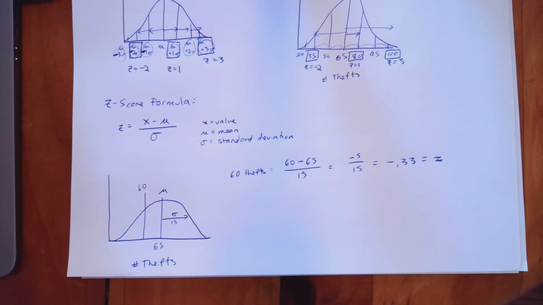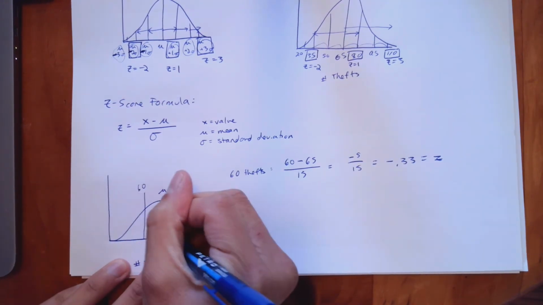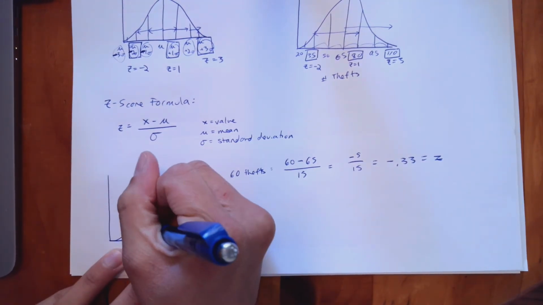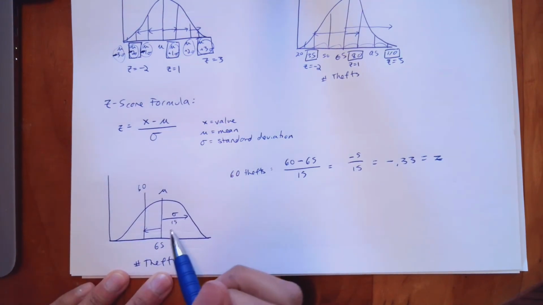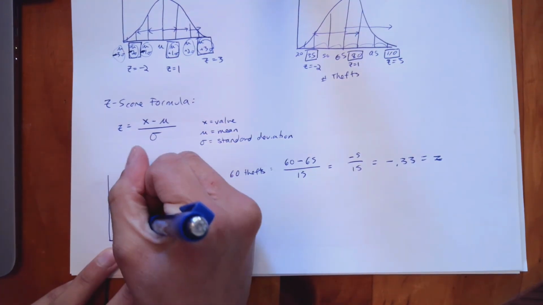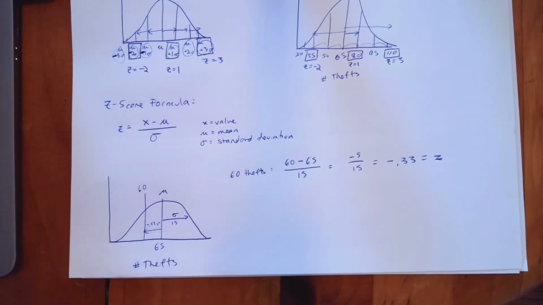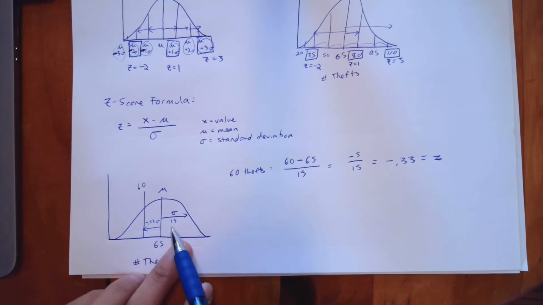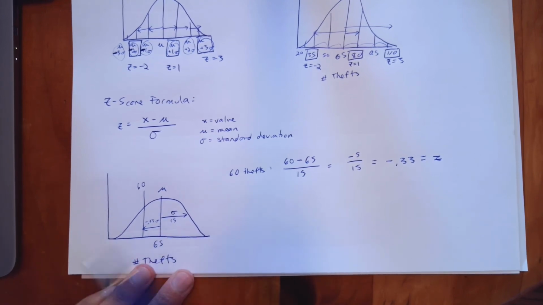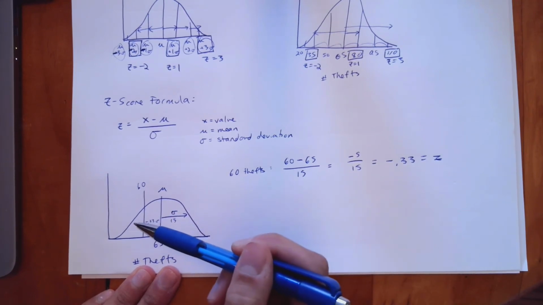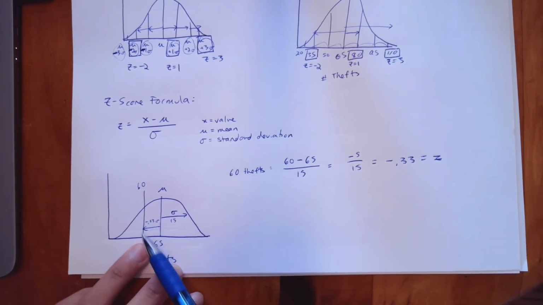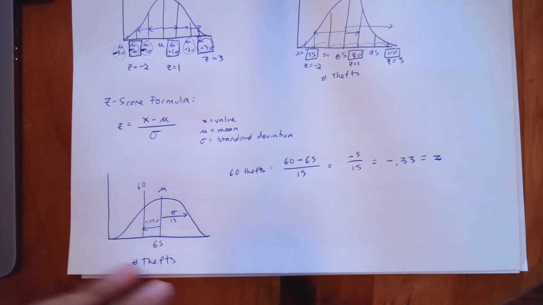What does that mean? What that means is that we're moving negative 0.33 standard deviations away from the mean towards the left. And you should be able to see this on the graph as well. So our standard deviation is 15. We're moving 5 thefts to the left, and 5 is a third of 15. So what you're seeing here is a third of your standard deviation, or 5 thefts to the left.